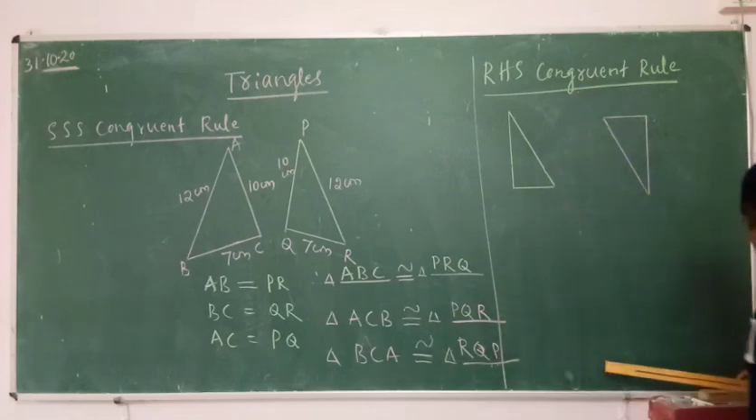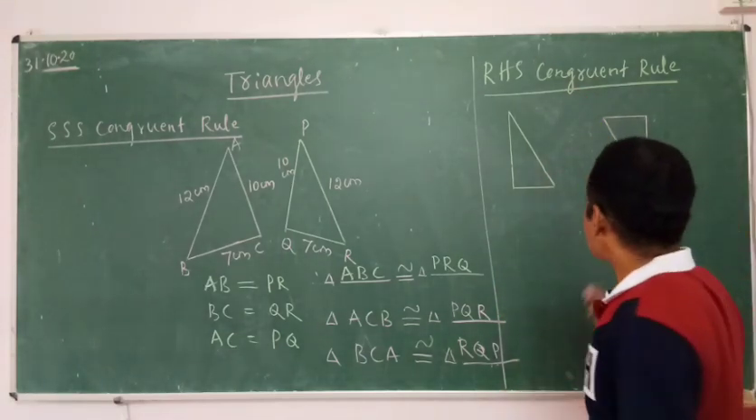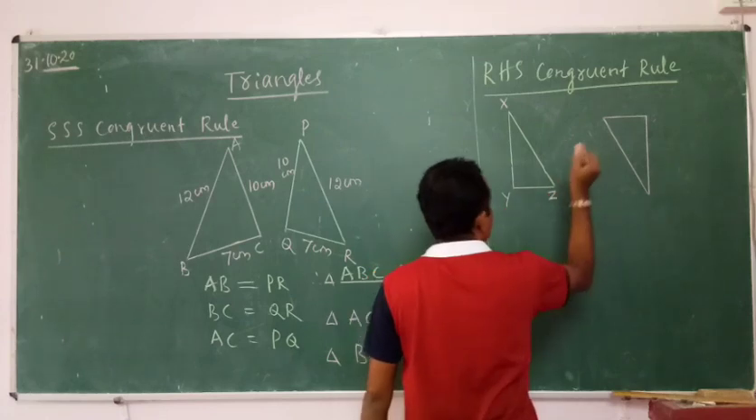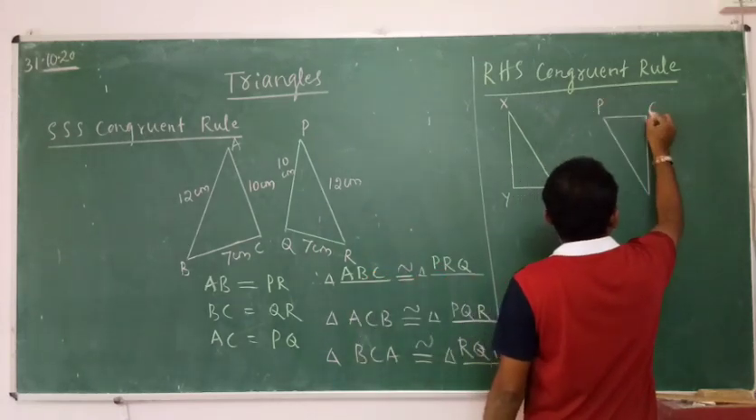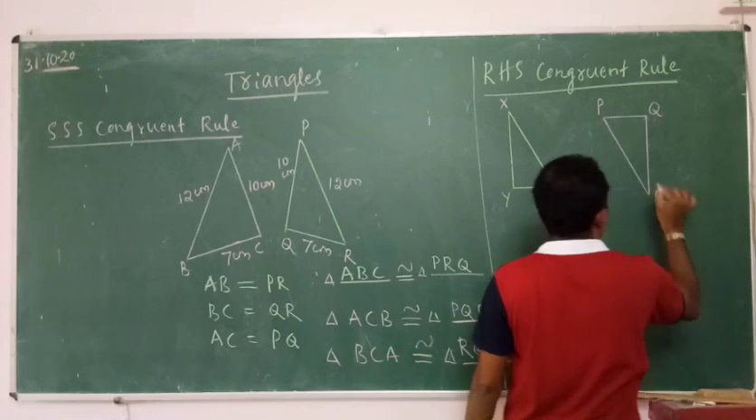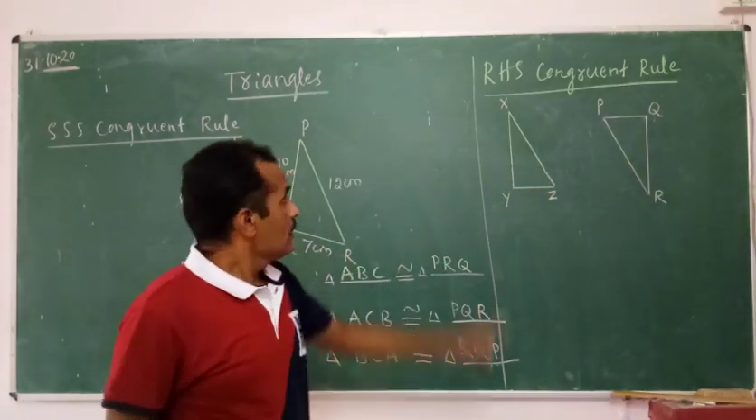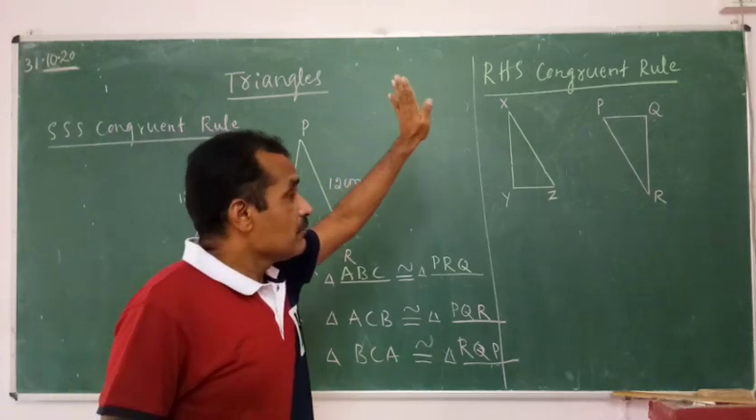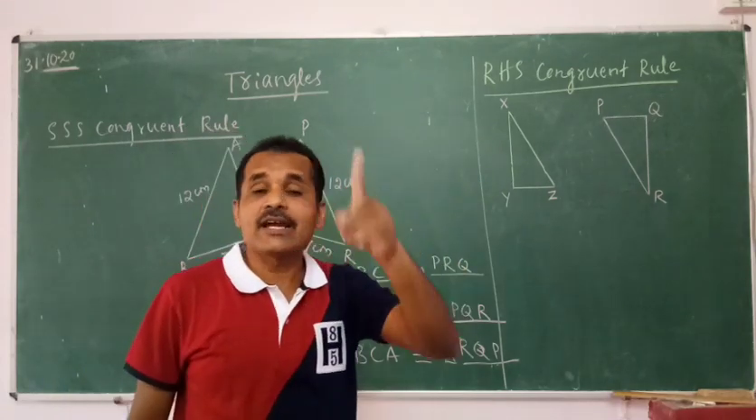Okay, students. Here there are two triangles, and we call the first triangle XYZ. Second one is PQR. What does the theorem say? What does the property say? Both must be right angle triangles.